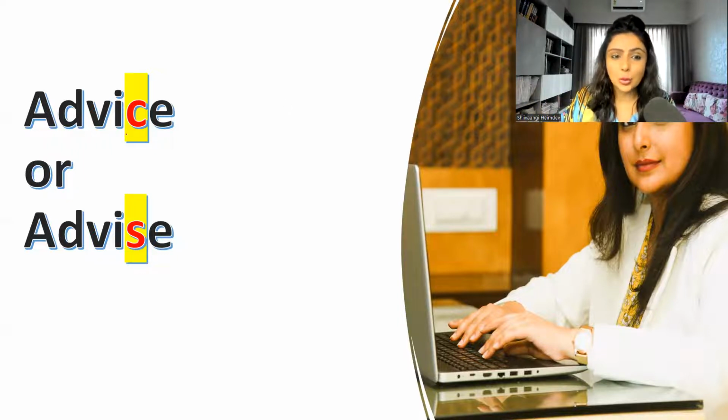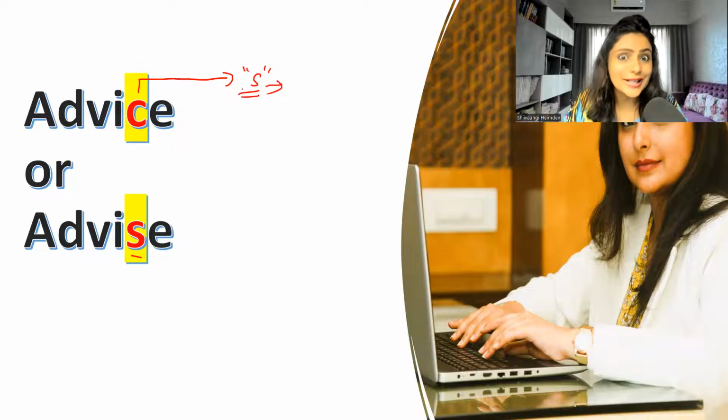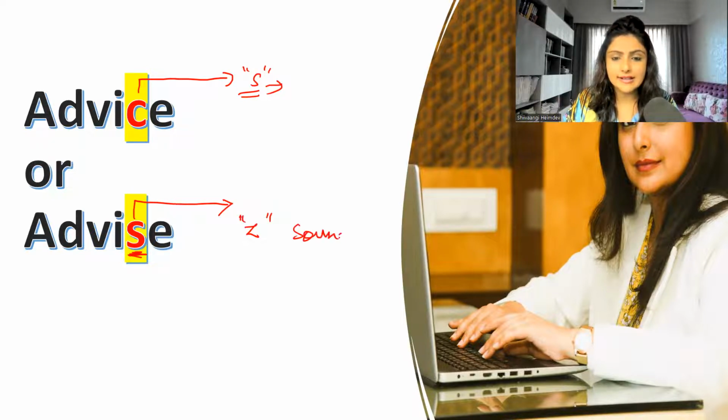Okay. So what is advice with C? What is advise with S? Now see, just notice the pronunciation. When I pronounce the word advice with C, the pronunciation will have an S sound in it. So let me repeat it for you. Advice. S sound. But when I pronounce advise with S in it, the pronunciation will have a Z sound in it. So what is that? Advise.